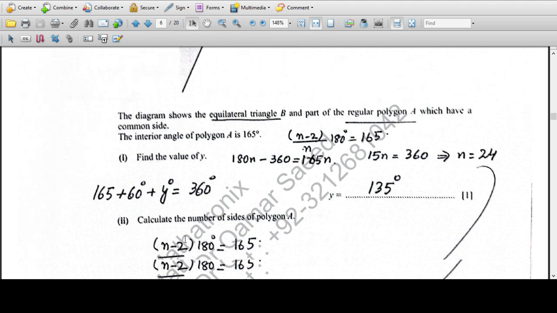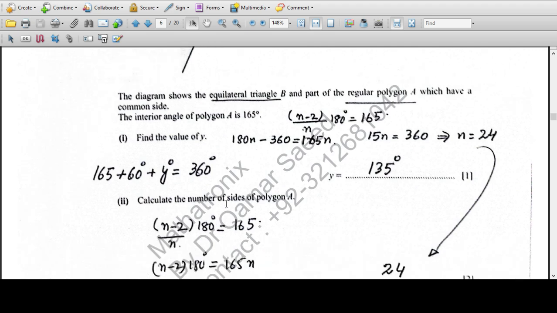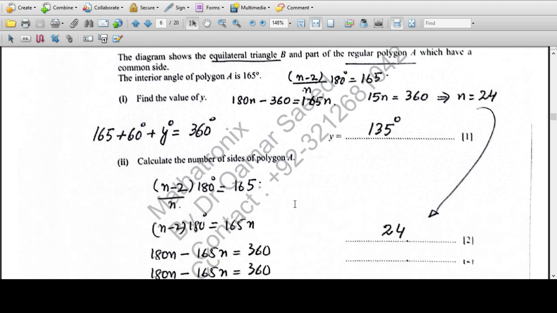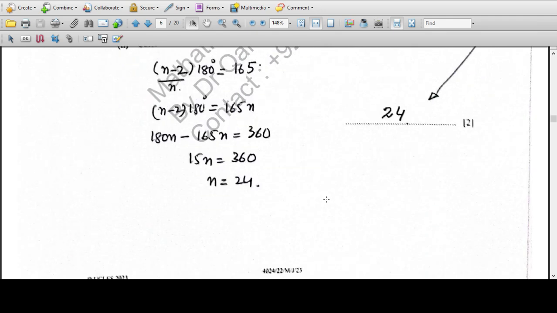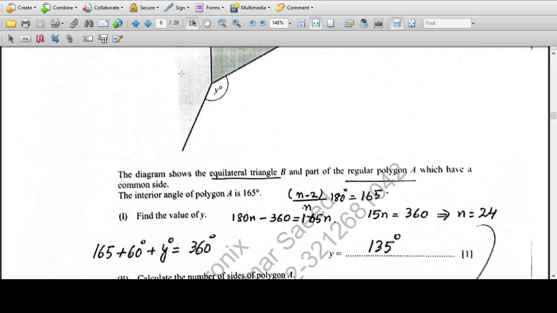This part 2, calculate the number of sides of the polygon A, which is already obtained earlier. So this is (n minus 2) upon n into 180 degrees is equal to this 165, and n is equal to 24. So there are 24 sides in this polygon.